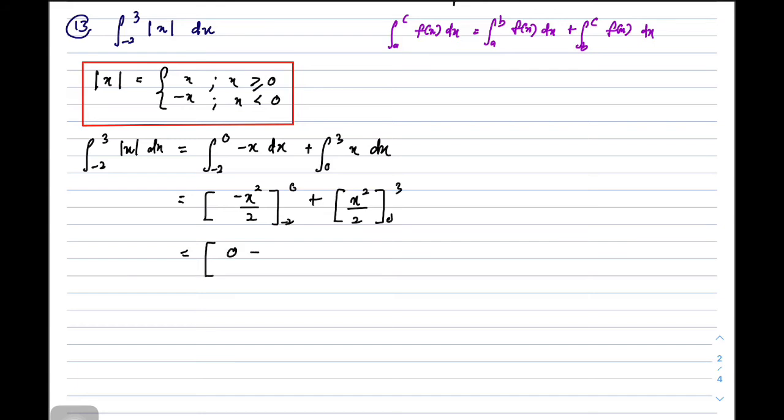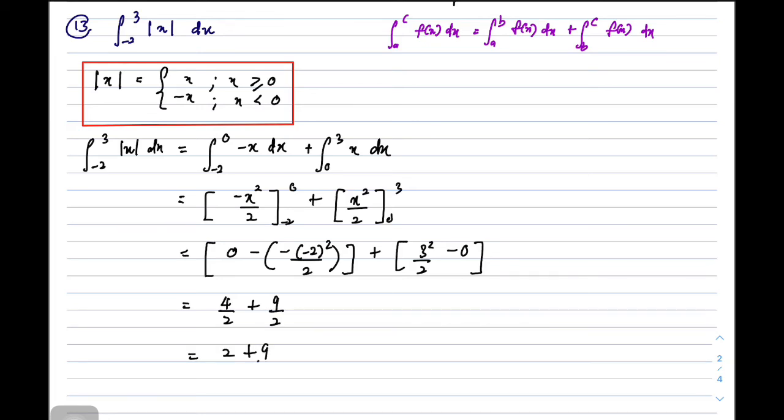So you will get here 0 minus, as you can see we have minus here, so we need to put minus here. Then our x is negative 2 squared over 2 plus 3 squared over 2 minus 0. Then simplify this one, so you will get 4 over 2, so this one should be plus 4 over 2 plus 9 over 2. So you will get 2 plus 9 over 2. The final answer is equivalent to 13 over 2.